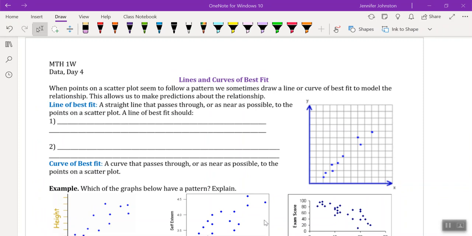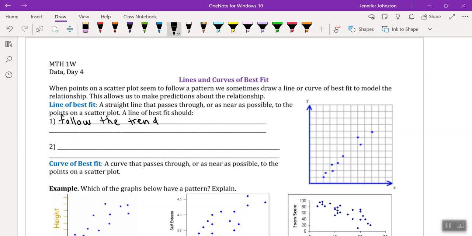When points on a scatter plot seem to follow a pattern, we sometimes draw a line or a curve of best fit to model the relationship. This allows us to make predictions about the relationship. So a line of best fit is a straight line that passes through or as nearly as possible to the points on a scatter plot. So a line of best fit should follow the trend in data.